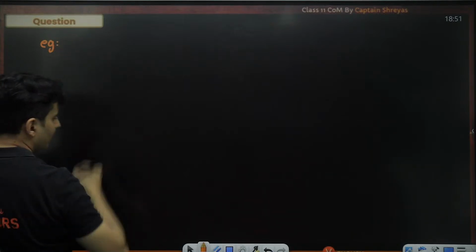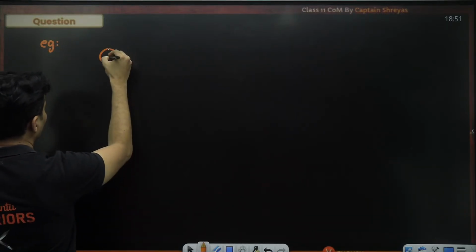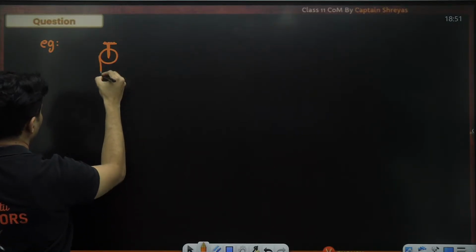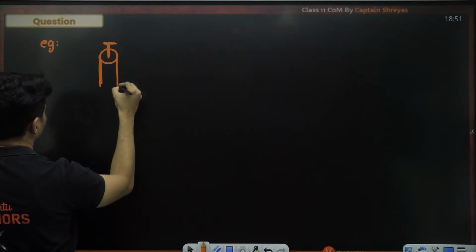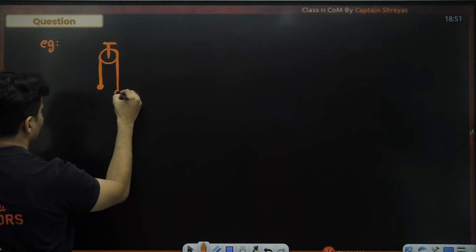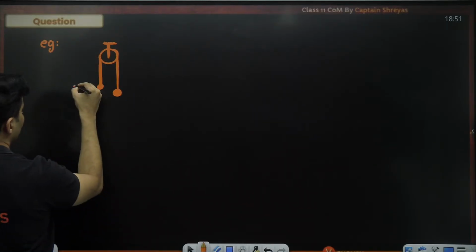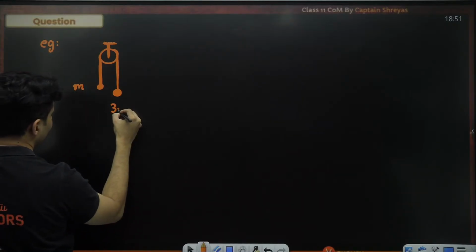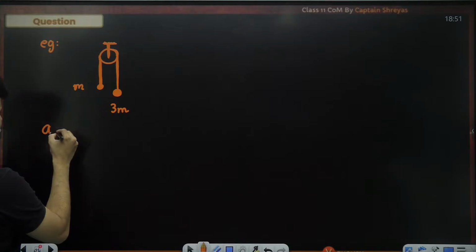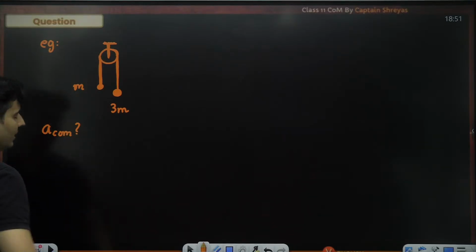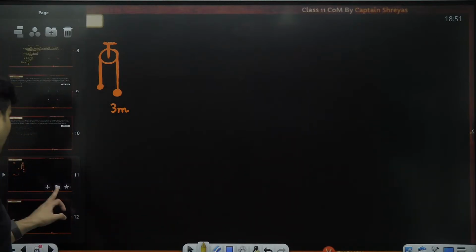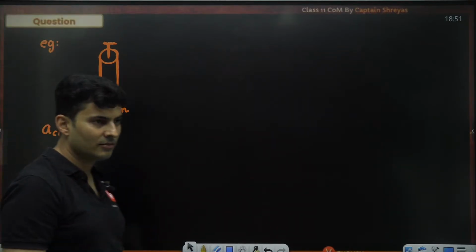In this particular example, you have a pulley which is suspended from the roof, and there is a thread hanging over the pulley, which is connected to one mass over here and another mass over here. This mass is m, this mass is, let's say, 3m, and the system is let go. The question is, find the acceleration of the center of mass. It's a brilliant question. Let's see how we solve it. Find the acceleration of the center of mass of the system.